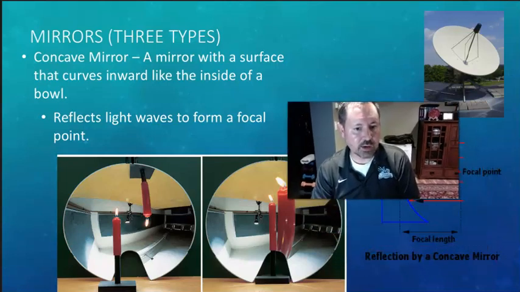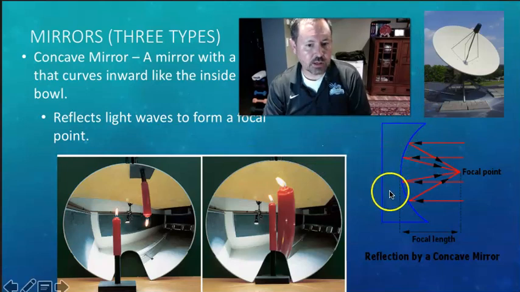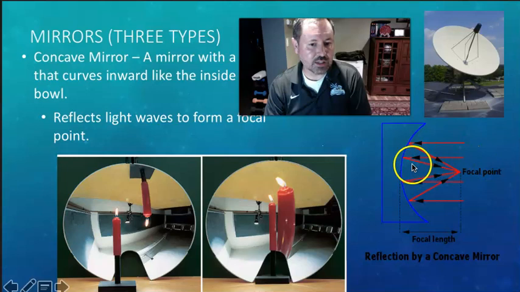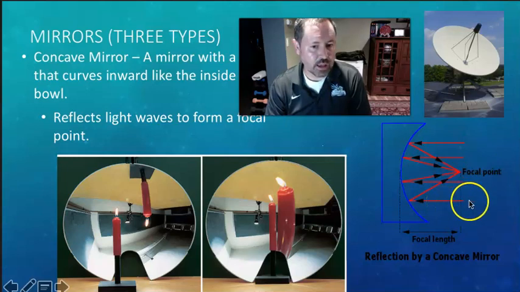Well, look at our little diagram right down here. So here is our concave mirror, and these red lines represent light coming into that concave mirror. As the light comes into the concave mirror, it's actually reflected back to one tiny point right in the middle. That's called the focal point, right? So all the light goes to one spot.